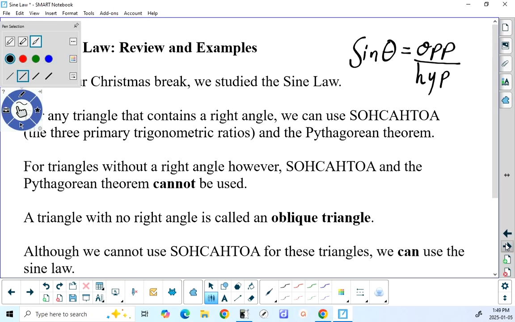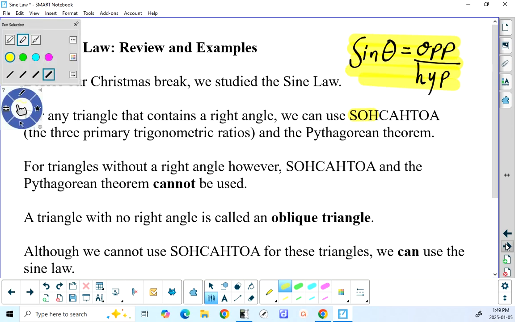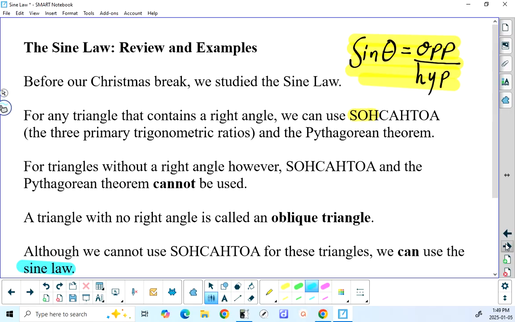When you talk about sine of theta equals opposite over hypotenuse, this, which is part of SOHCAHTOA, is not the same as the sine law. The sine law is something entirely different. And again, this is for everybody, but particularly for those people who were not here when we studied this. These two things are different. The one highlighted in yellow is something you can use for a right angle triangle. The sine law is something you use when you don't have a right angle triangle.